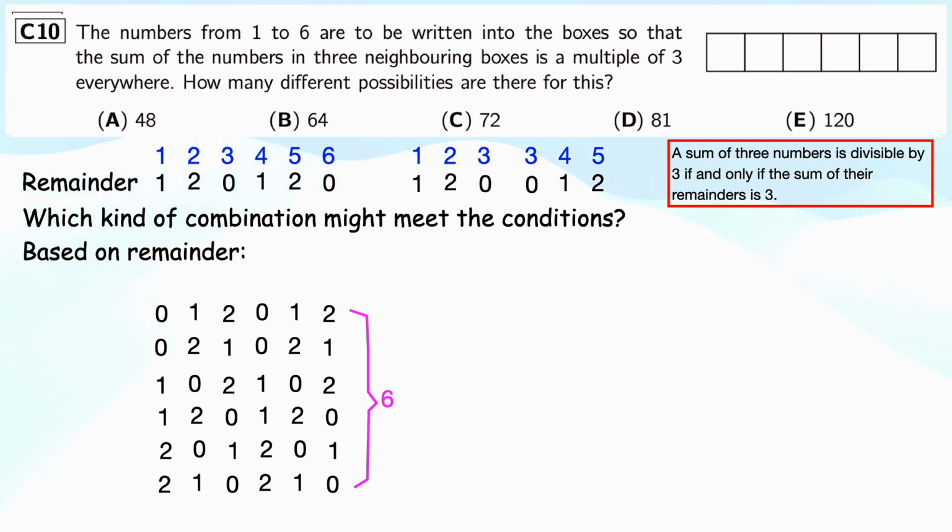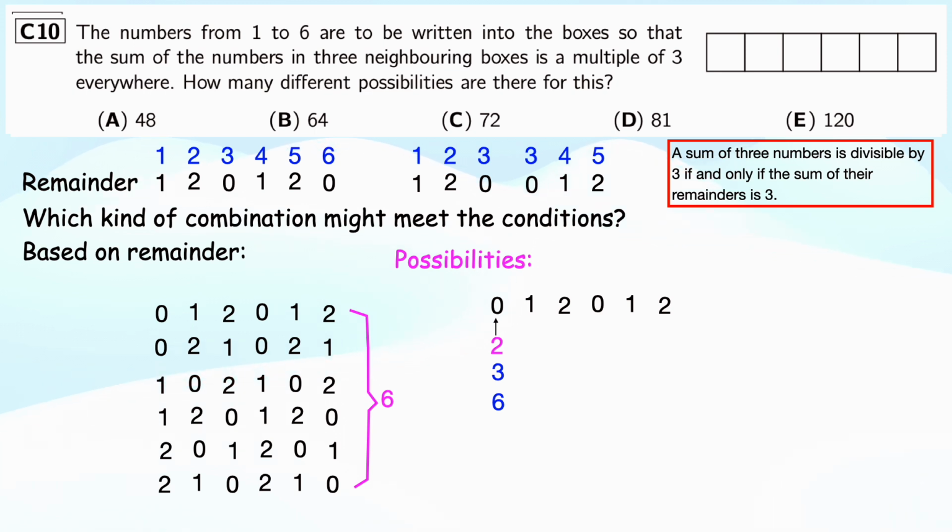But you know, this is not the actual number from 1 to 6. How can we map the remainders to the actual numbers the question gives? Let's take one such valid combination as an example: 0, 1, 2, 0, 1, 2. The first number has a remainder of 0, so there are 2 possibilities, either 3 or 6.